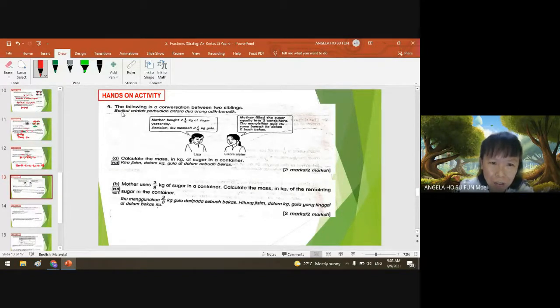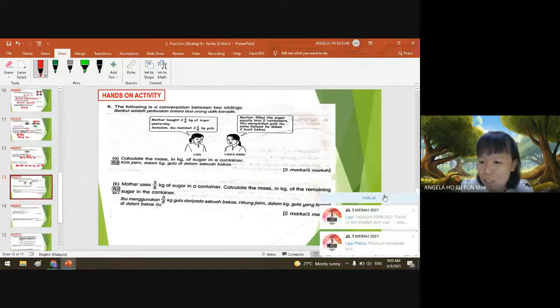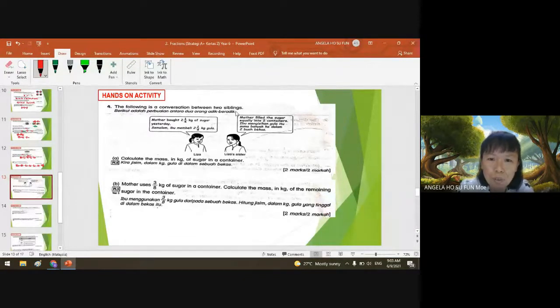Right, now, question number 4 here. It's a conversation between these two siblings here. Mother bought 1 over 4 kilogram of sugar yesterday. Lisa said mother filled the sugar equally into 2 containers. Put in 2 containers. A, calculate the mass of the sugar in a container. 1 container. A container. What operation? Divide. Okay, do it now and tell me what is your answer.